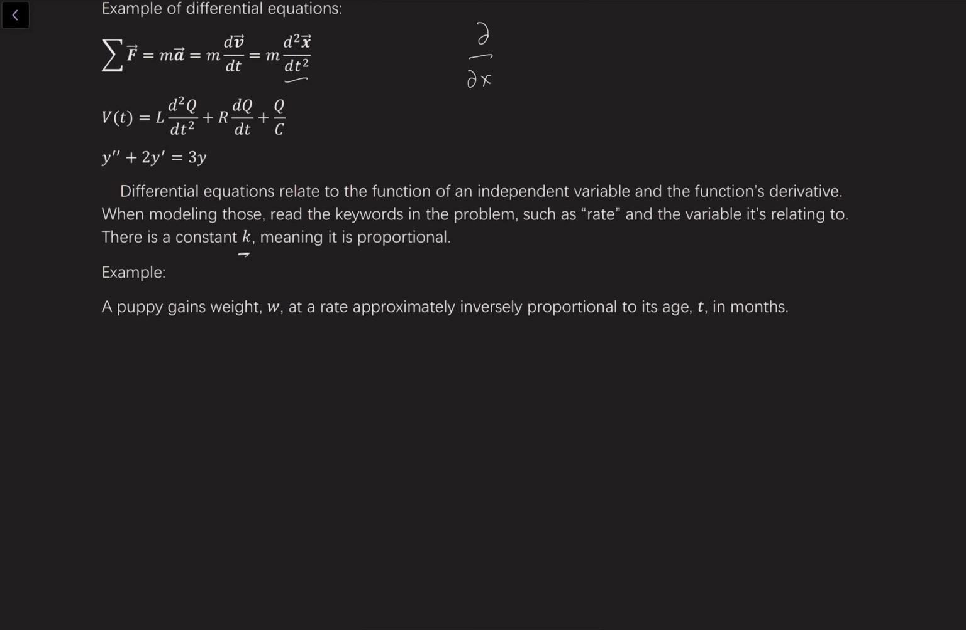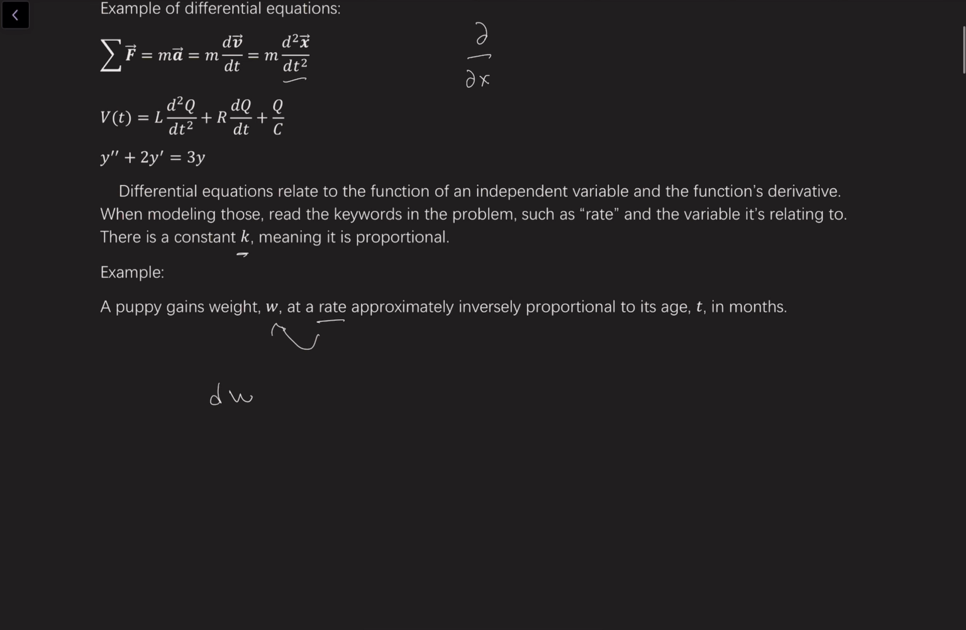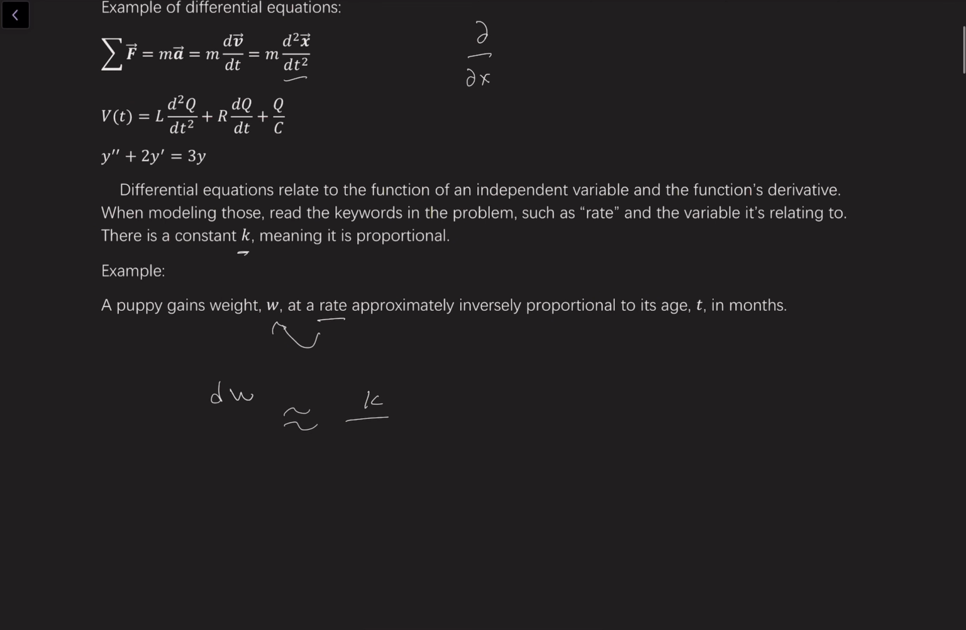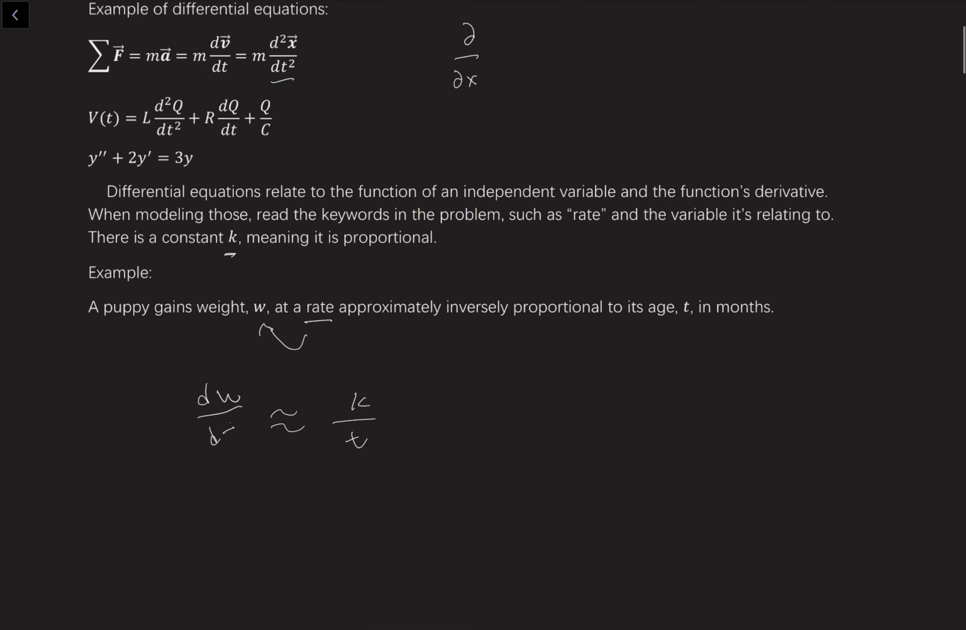So let's talk about an example. A puppy gains weight W. Our rate acts on W, so we notice dW is approximately inversely proportional, so k divided by something to its age, t. But what's the variable it's differentiating with respect to? Well, it's time, because time is what's changing, and the weight is the output of that function.